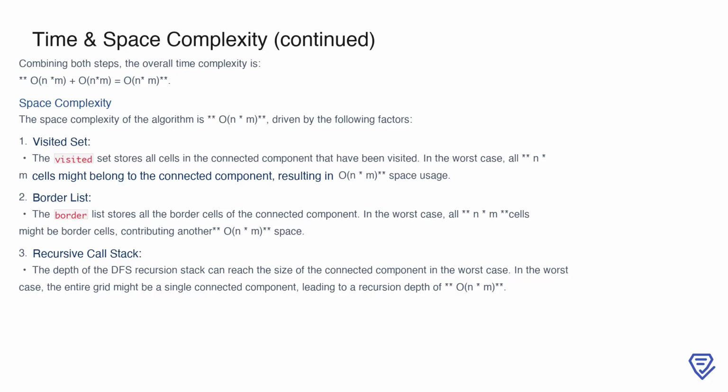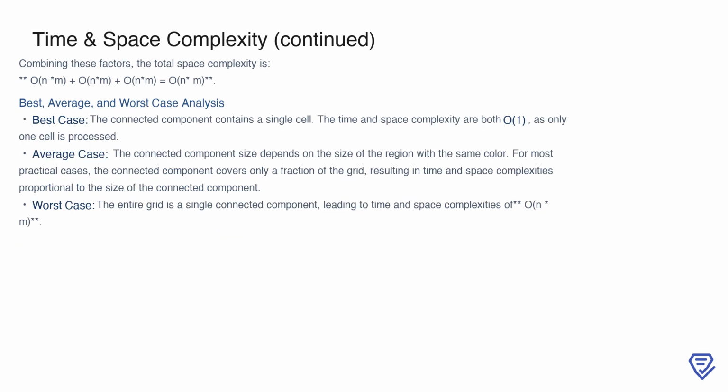Lastly, the recursive DFS call stack can go as deep as the size of the connected component. In the worst-case scenario, where the entire grid forms a single connected component, this could mean a recursion depth of O(n*m). Considering all these factors together, the total space complexity is O(n*m) from the visited set, plus O(n*m) from the border list, plus O(n*m) from the recursion stack, which simplifies to O(n*m). Let's now discuss the best, average, and worst-case scenarios.